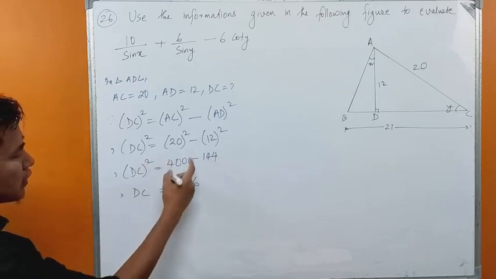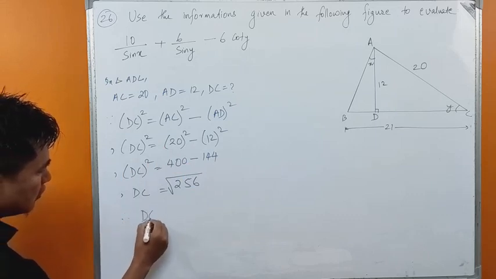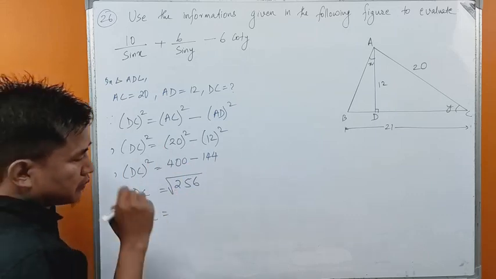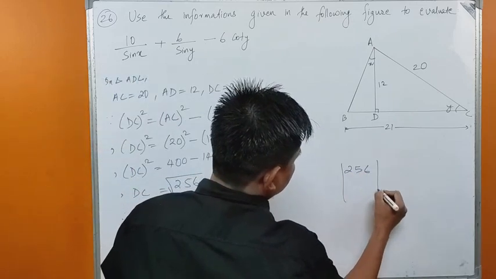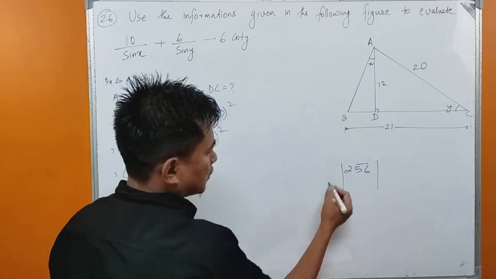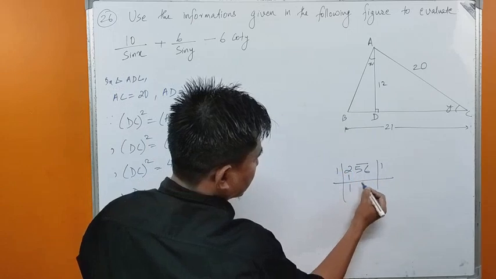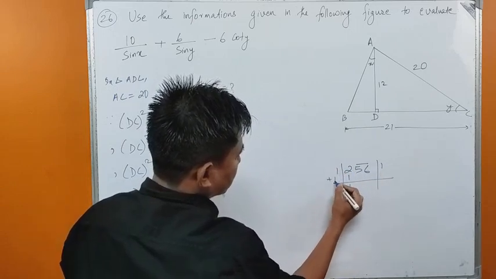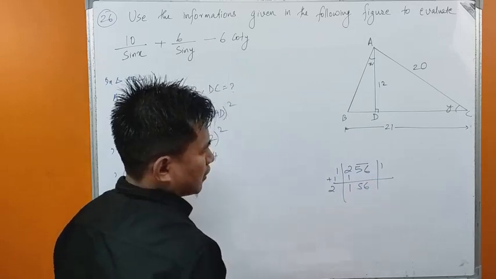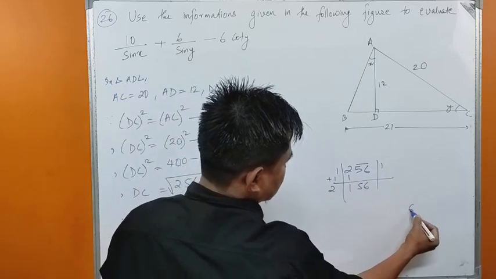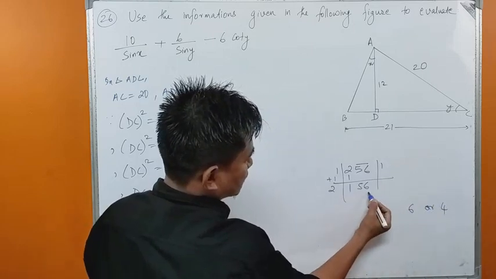Now we take this square to the right hand side, becomes root under, isn't it? Therefore, DC equals root under 256. Root under 256 means 256. So we make the pair from the last. 1, 1 the 1. So 2 minus 1 is 1. We bring this 1 here and add up. 1 plus 1 is 2. Now we bring this 56. Okay. Now we have two options, either 6 or 4, because 4 fours also gives us 16.